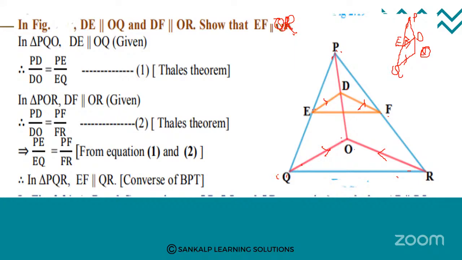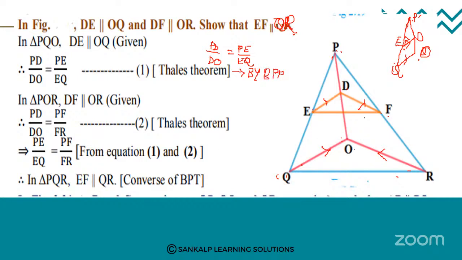by using BPT, we can say that these two sides are divided in the same ratio. That is PD divided by DO is equal to PE divided by EQ, right? See, PD divided by DO is equal to PE divided by EQ. These two are divided in the same ratio by Thales theorem. Call this equation number 1, by Thales theorem, or you can say it is by BPT, basic proportionality theorem.